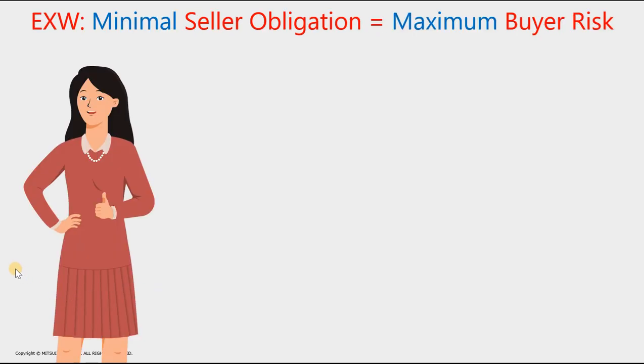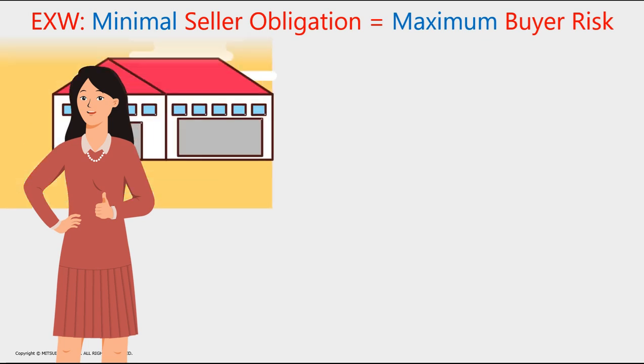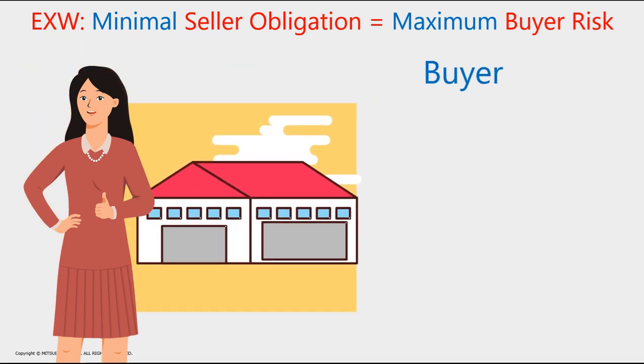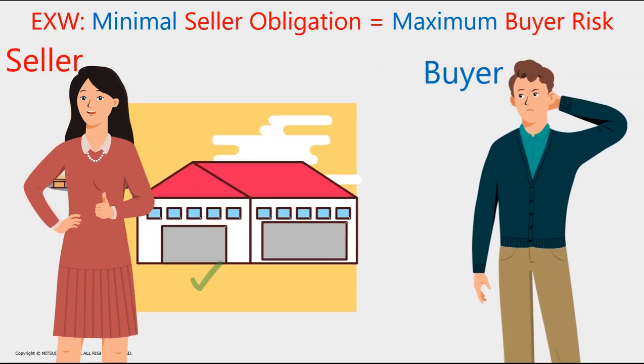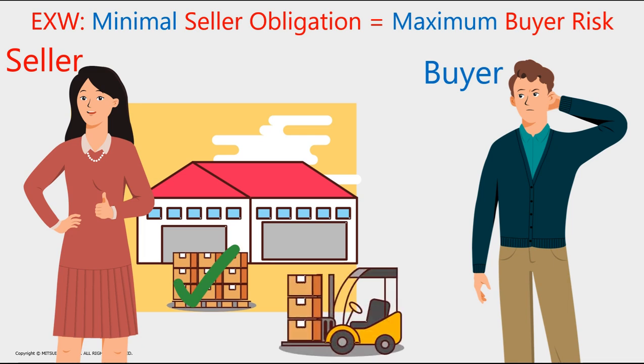Ex Works requires the seller only to place the goods at disposal, not load them, not clear them, not arrange transport. If the place of delivery isn't clearly named, the seller can choose one that works best for them, even if it's risky for you. What if the goods are damaged while loading by the seller's forklift? Under Ex Works, the buyer may still bear that risk. And export clearance? Not the seller's job under Ex Works, unless otherwise agreed.